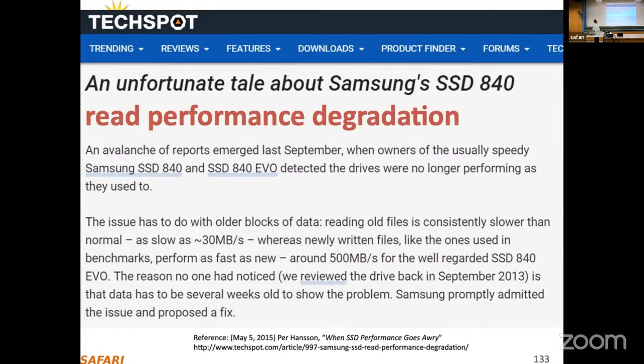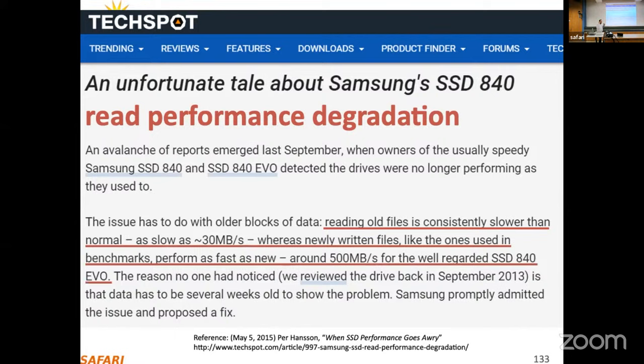Okay, I was not familiar with this. Basically, this blog post talks about some performance degradation depending on which data you read. So you store a lot of data inside the flash chip, and this, I'm sorry, this is really bothering.